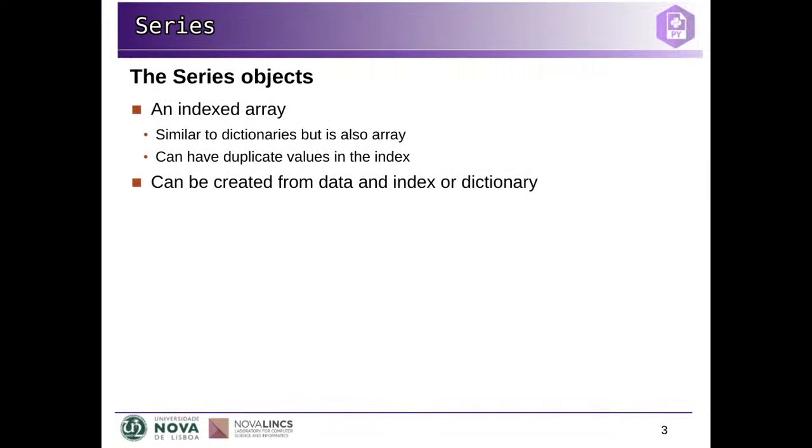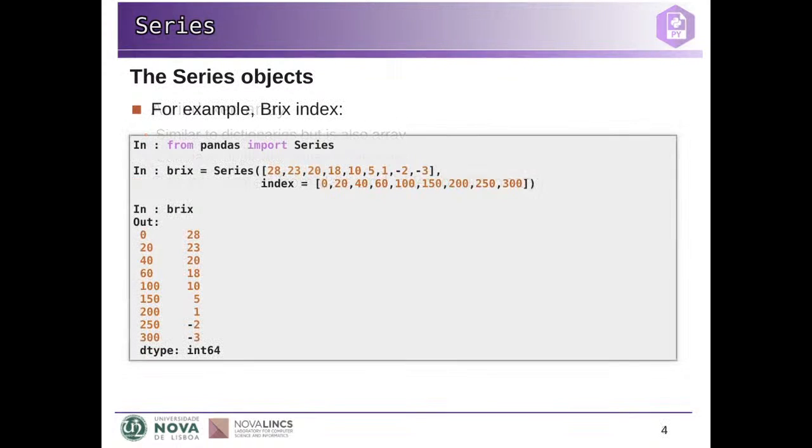So the series class creates series objects, and this is an indexed array. It is in some ways similar to a dictionary, because you can access data by its index, and you are relating the index to the values, but you can have duplicate values in the index, and it's more flexible, because it also includes the order of the elements, so you can access the elements either by the index or by the order in the array. And you can create series objects from a series of data, for example, giving a list of values for the data and a list of values for the index.